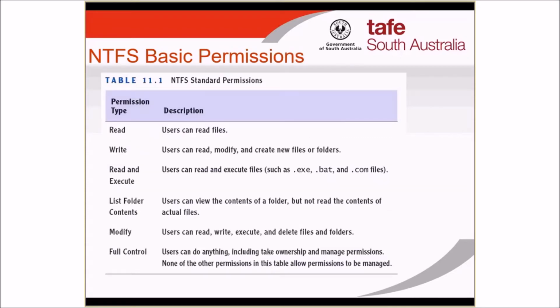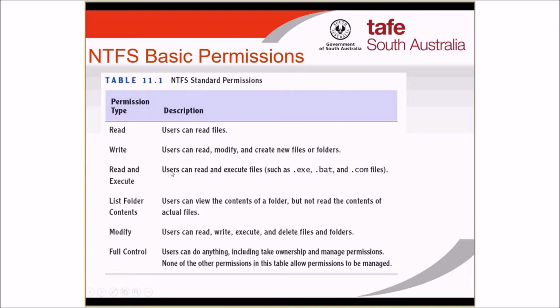So with NTFS permissions, it can get a little bit complicated, but we've got some basic standard permissions, and they're fairly easy to understand. Like we've got read. What does read do? It allows people to see the files, allows people to open the files, allows people to read the files and read the contents of the files.